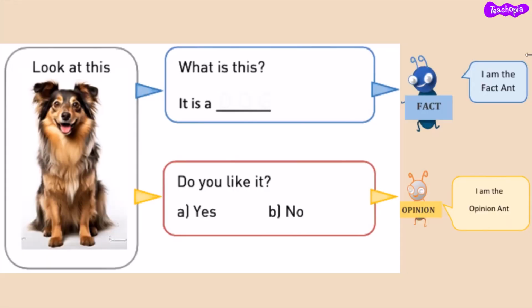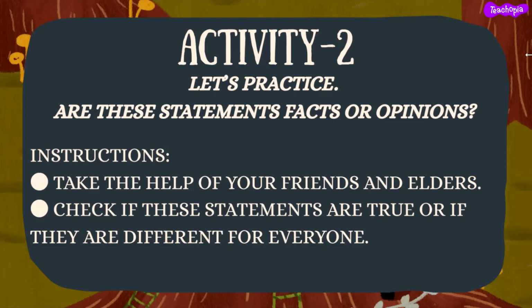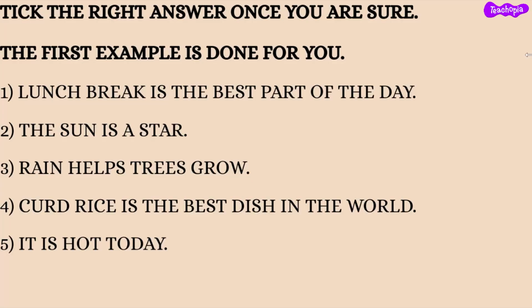And while the students are going to do this task, just guide them or just give them this brief information of what is a fact and what's an opinion. Moving on to activity 2. Let's practice. Are these statements facts or opinions? The learners can take help of their peers or their friends and elders. They need to check if the following statements are true or if they are different for everyone. For example, here they have to tick the right answer once they are sure.